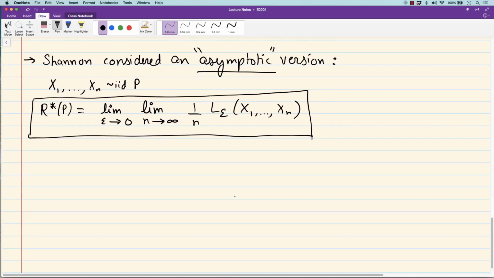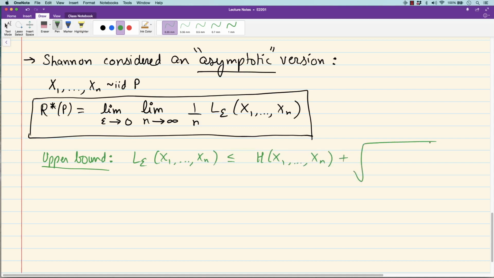So we now apply our bounds and get this tight expression for R star P. Okay, so how do we do that? First, from our upper bound, L epsilon x1 to xn for IID x1 to xn is less than or equal to the entropy of x1 to xn plus the square root of the variance of minus log p x1 to xn. Now I'll just abbreviate this with xn by epsilon.